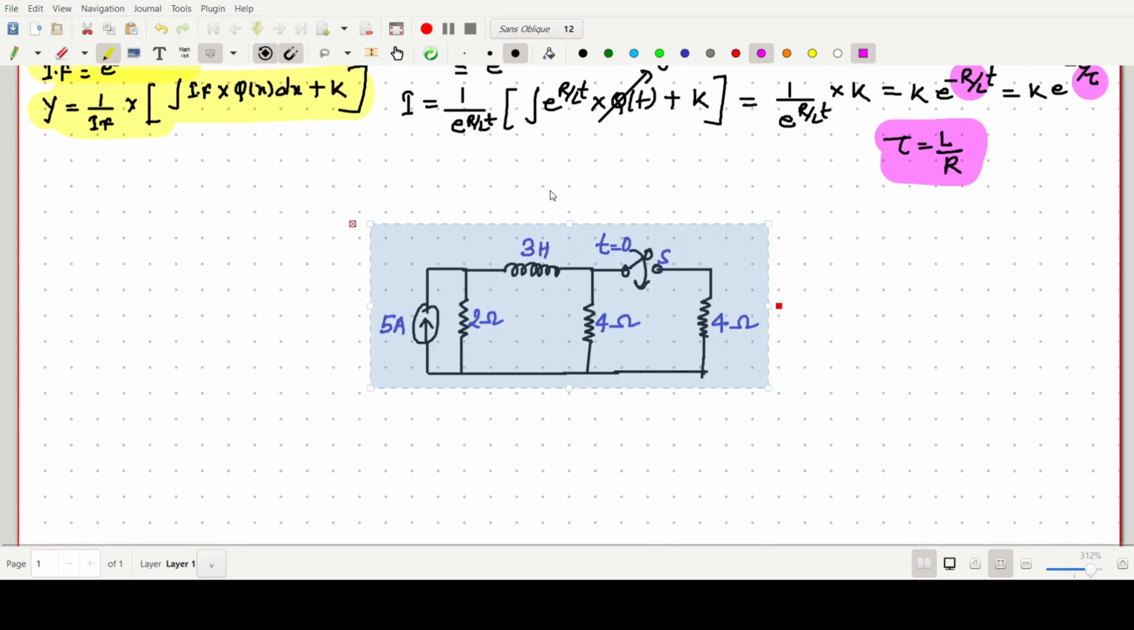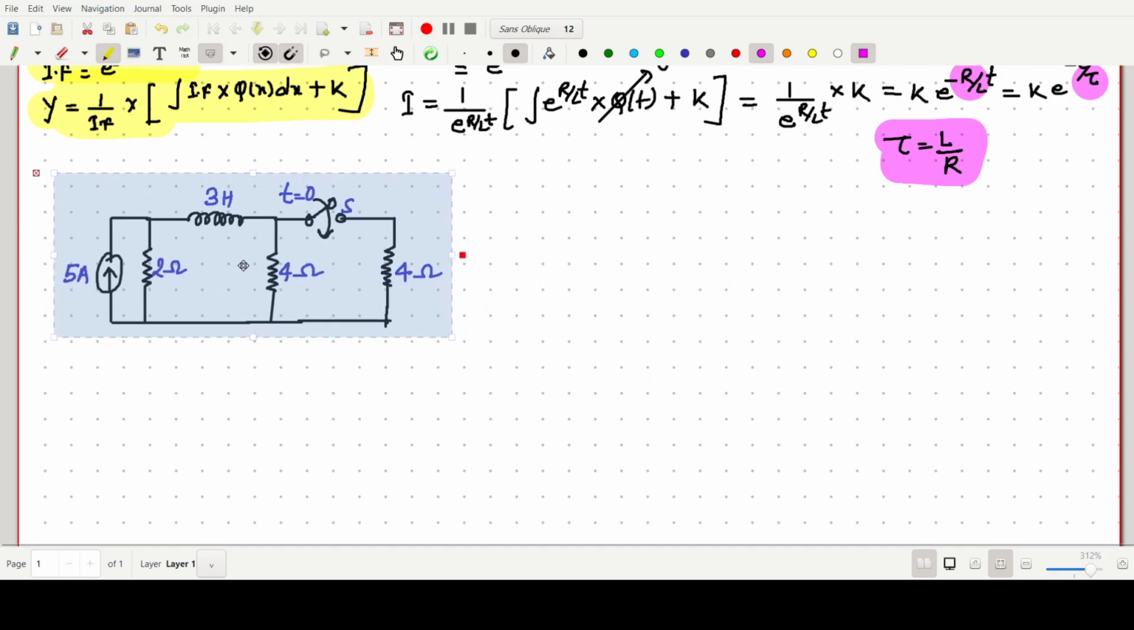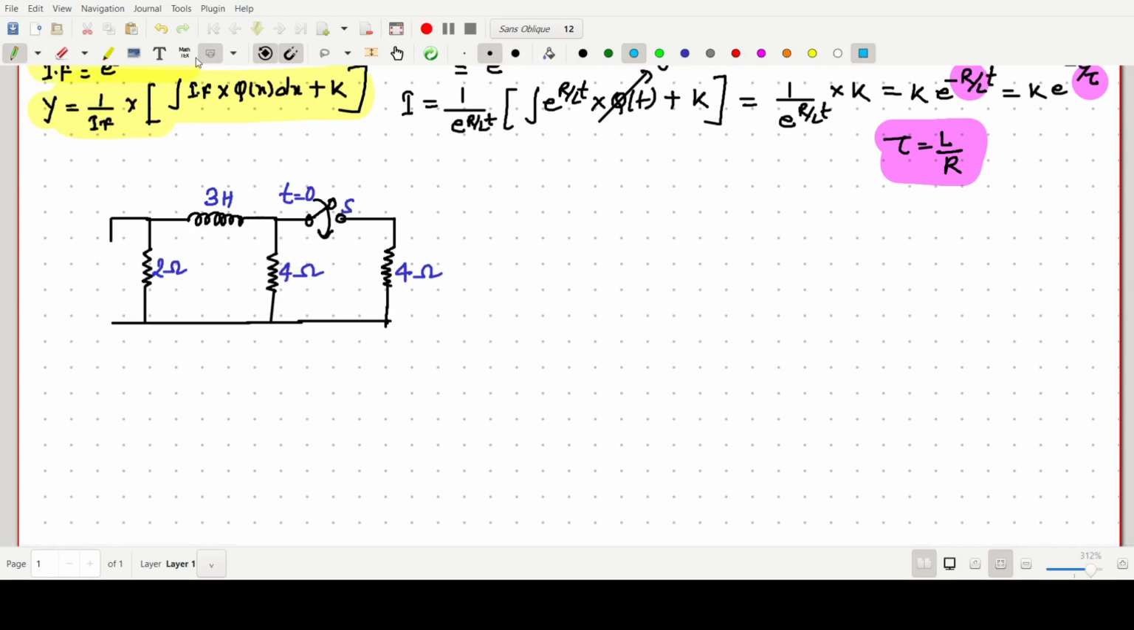Now we have to go with the problem. Now the theory part is over. So now this one is the circuit, we have to find the time constant. In such a situation, we have to eliminate the current source, and then we have to make this short.